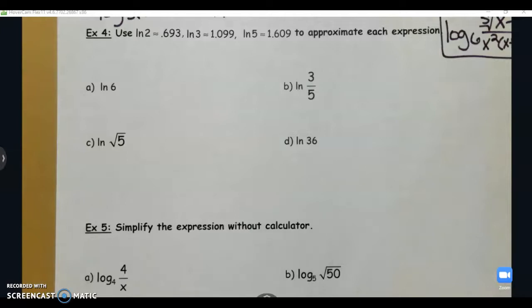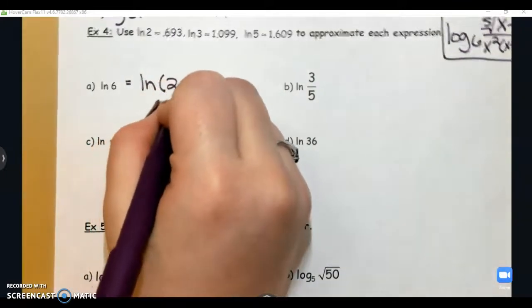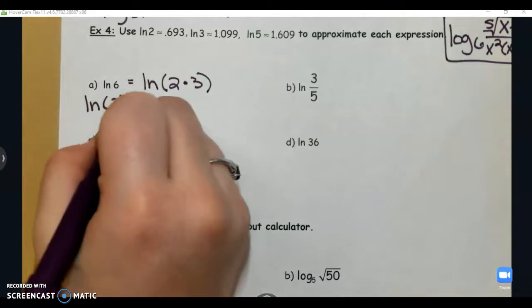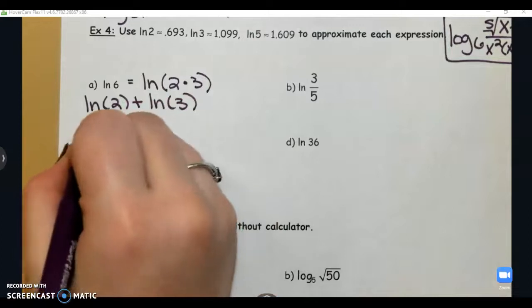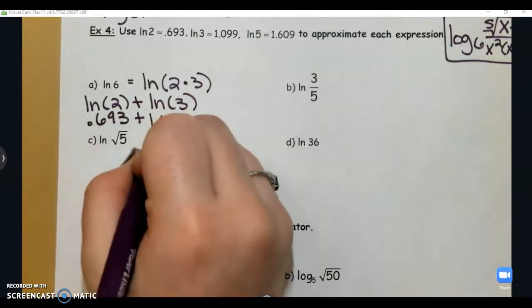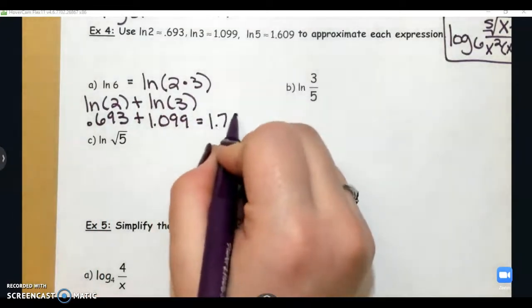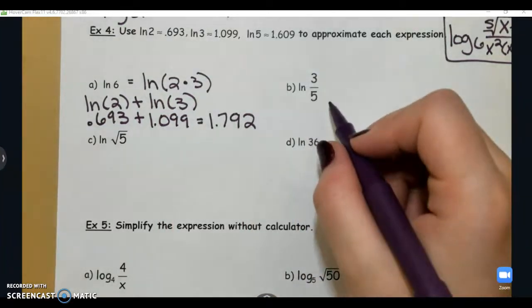So starting with natural log of 6, how can I expand this to be written with numbers 2, 3, or 5? Well, 6 is the same thing as 2 times 3. So if that's the natural log of 2 times 3, I can expand that using my multiplication property to be the natural log of 2 plus the natural log of 3. And I've got those values here as 0.693 and 1.099. And if I add those up in my calculator, I am going to get 1.792.